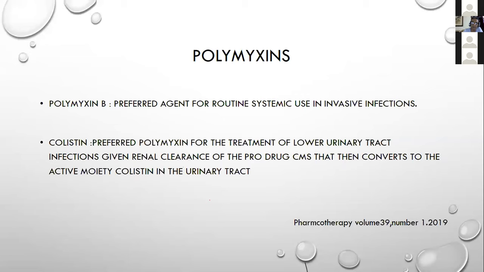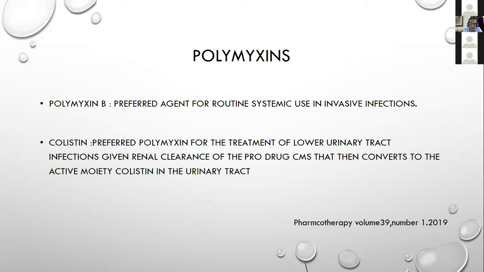So it's ideal, if you want to use colistin, to use it for lower urinary tract sepsis. But for systemic invasive infection, use polymyxin B, with good outcome. So with polymyxin, you can give 25,000 international units per kg as a loading dose, then 25,000 international units per kg as a divided dose, 12 hourly.